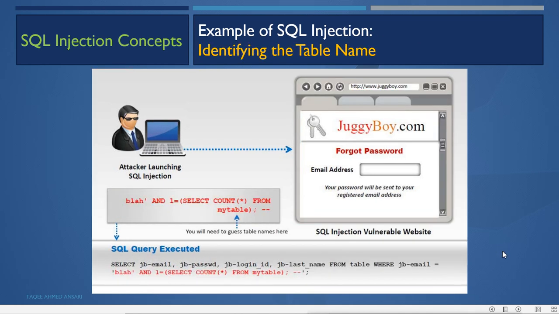Now, for this, attackers should know simple query strings. Then, an example of identifying the table name. For checking the table name, again in the same field, it is adding blah quote, and then it is combining the query with the AND operator. The AND operator will combine these two queries, and where one is equal to select count star from my table. So you will need to guess table names here.